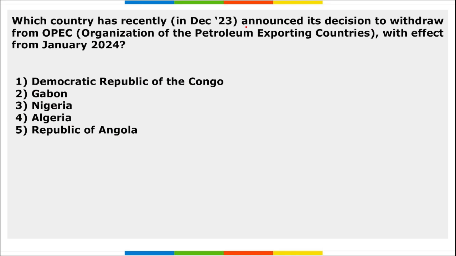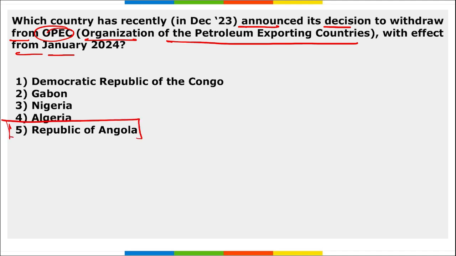Which country has recently announced its decision to withdraw from OPEC, that is the Organization of the Petroleum Exporting Countries, with immediate effect from January 2024? It is the Republic of Angola, and this step was taken because they were not able to meet the quota decided by OPEC.